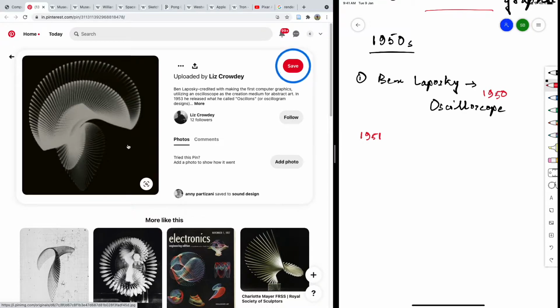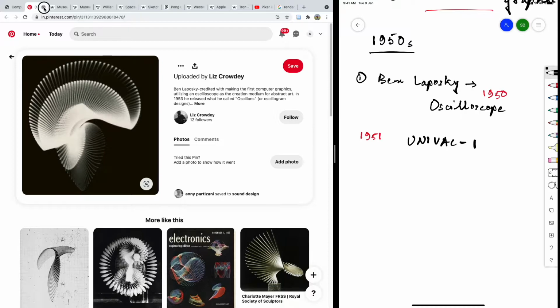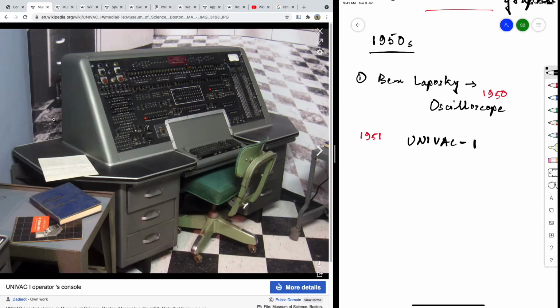Then in the year 1951, the first general purpose commercial computer called UNIVAC 1 was released. Let me show you this UNIVAC 1. So this was the first general purpose commercial computer which was released.